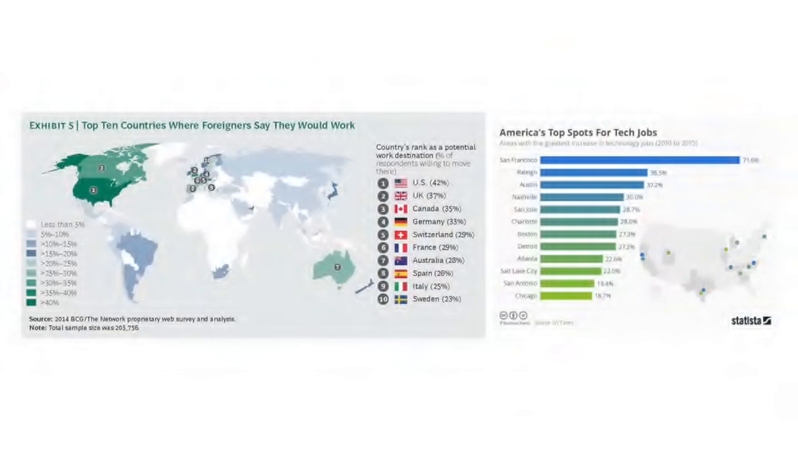So yeah, here we go. Top 10 countries where foreigners say they would work. So these are countries people would move to if they want jobs. And the USA is number 1. The UK is number 2. And Canada is number 3. Sweden, though, is number 10.